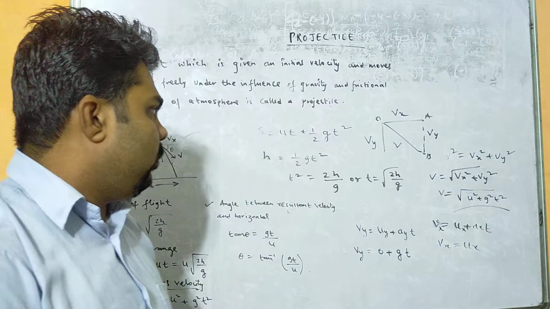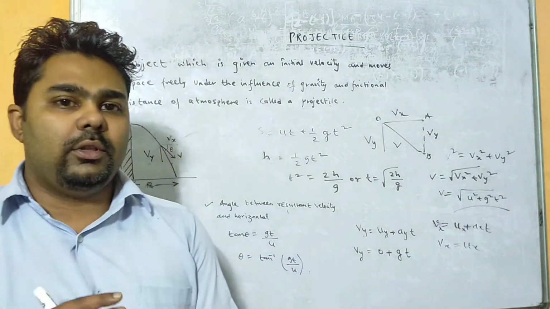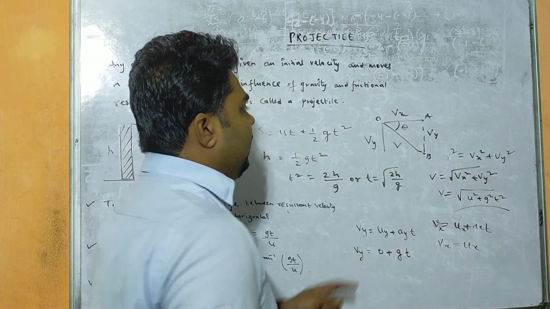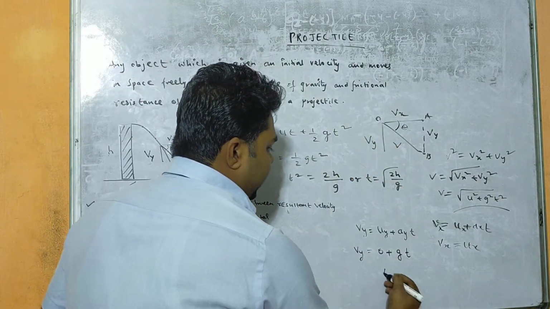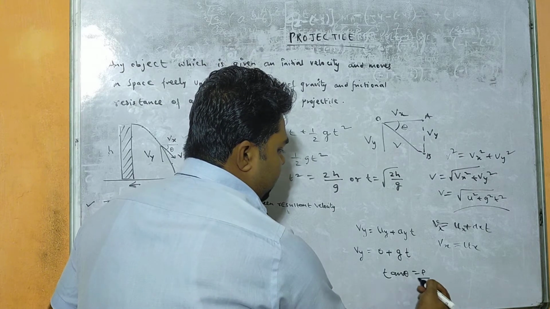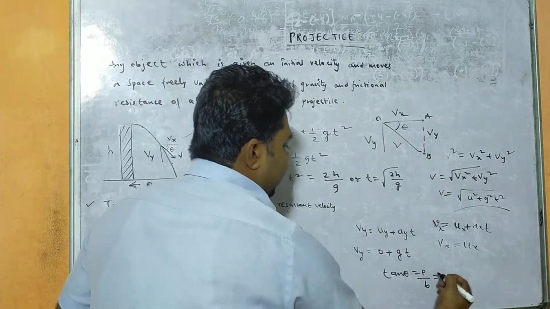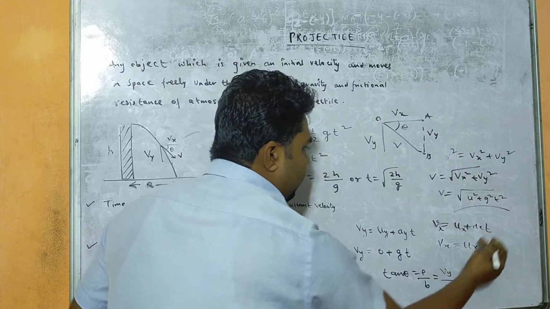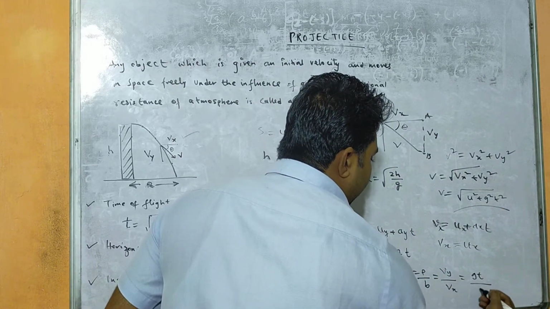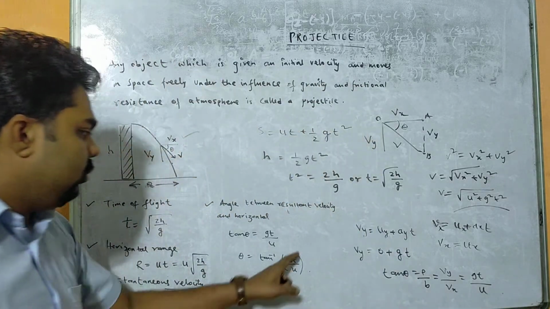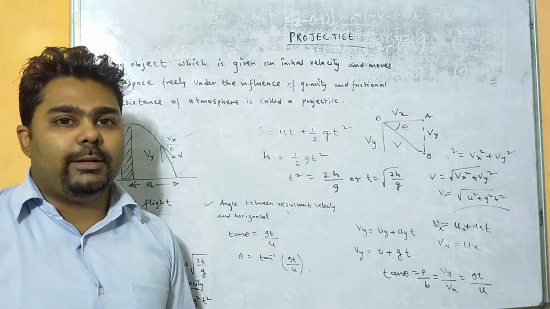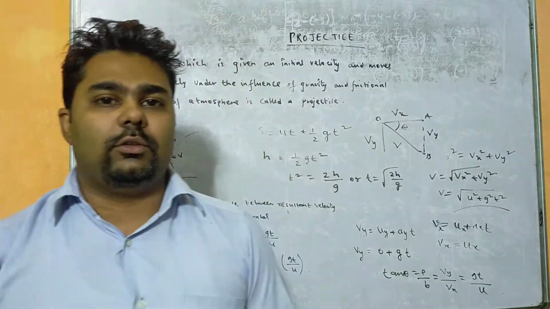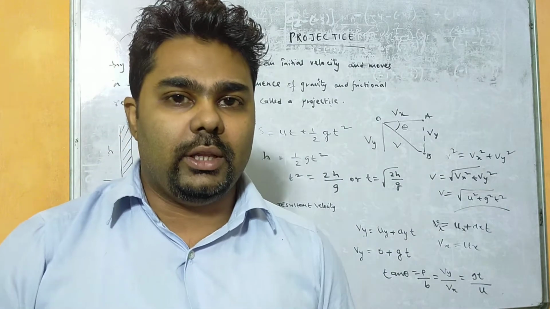Okay. Similarly, what is the angle at which the object is striking the ground with the horizontal? Let us consider this is theta. Then what will be our tan theta? Tan theta equals to p by b. So our p we can see is Vy, and b is Vx. Vy means gt and Vx means our u. So tan theta equals to gt by u, or theta equals to tan inverse gt by u. So these are the short derivations of the formulas which we will be using in the numericals, right?